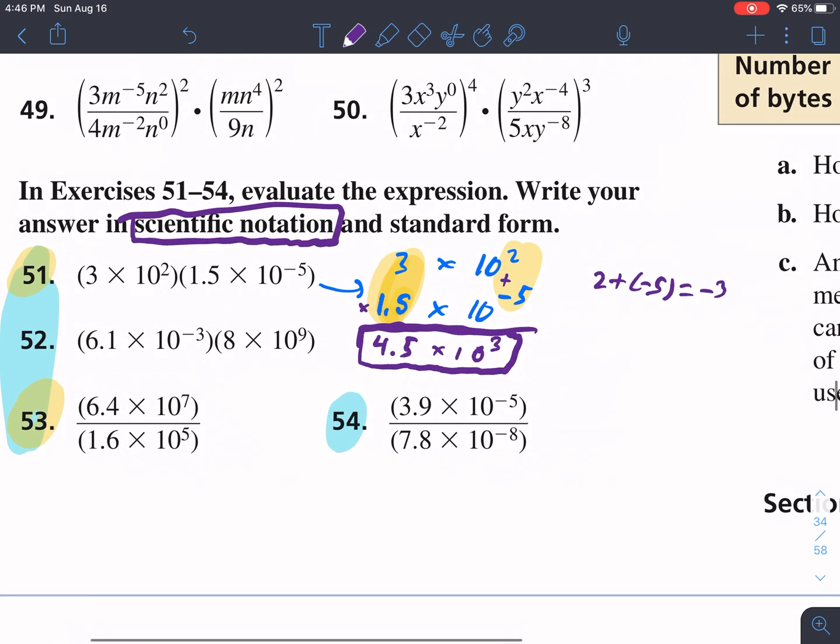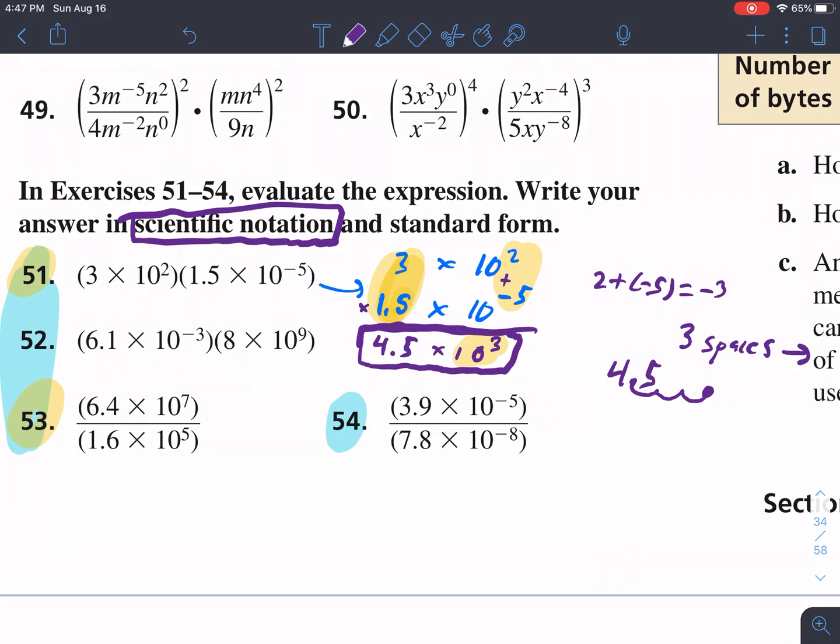Now the standard form, that one's a little different, right? So to do standard form, you have 3. Since 3 is a positive number, that means you're going to go 3 spaces right. All right. So you have 4.5, and that's 1, 2, 3. That's the end of the decimal.